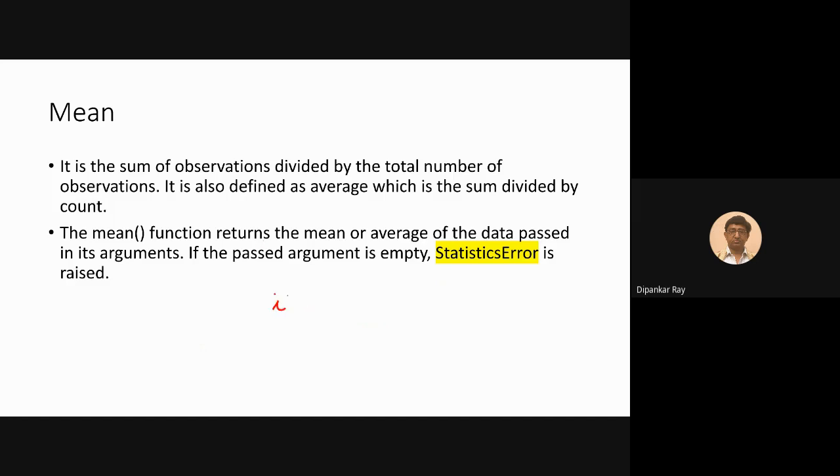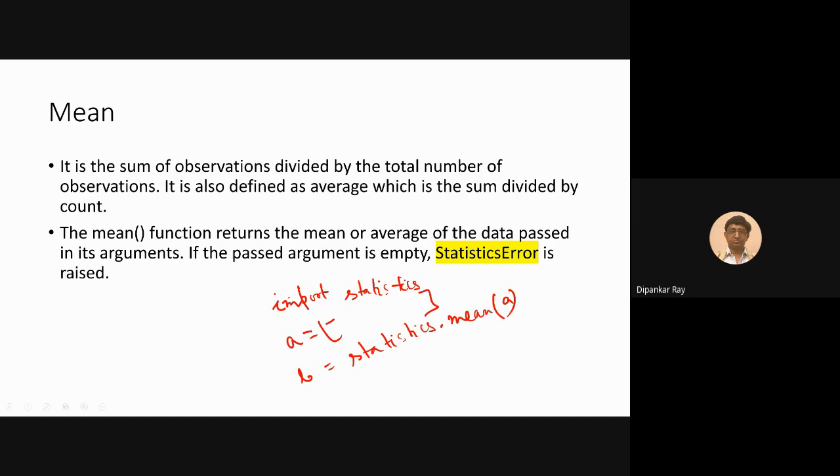first write in small letters import statistics. Okay, then you can write A is equal to a list. Then you can write B is equal to statistics dot mean of A. Okay, so it will calculate the mean.